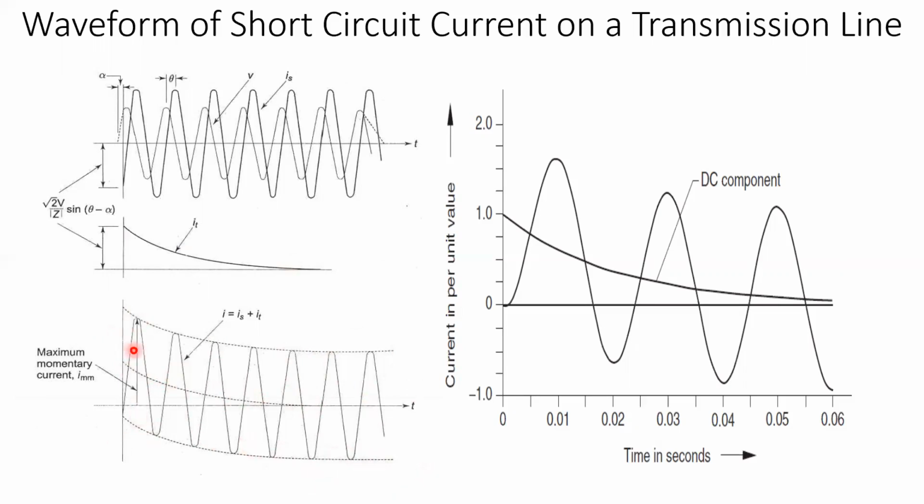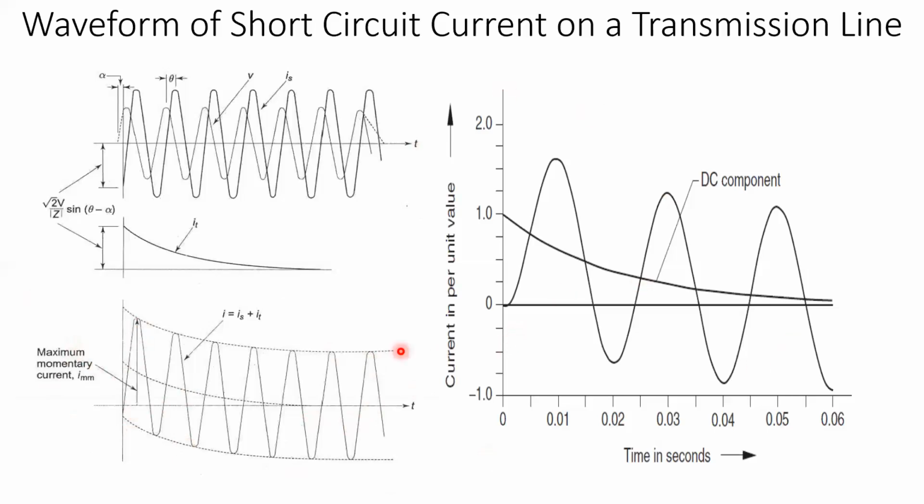Now this is the maximum momentary current which occurs immediately after the fault happens. This maximum momentary current can reach up to twice the value of symmetrical steady state current. We'll come to that later. How to calculate the value of the maximum momentary current, we'll come to that in the next class.